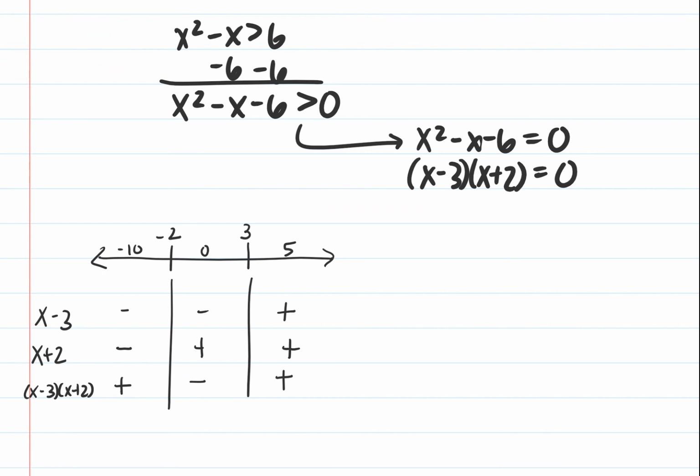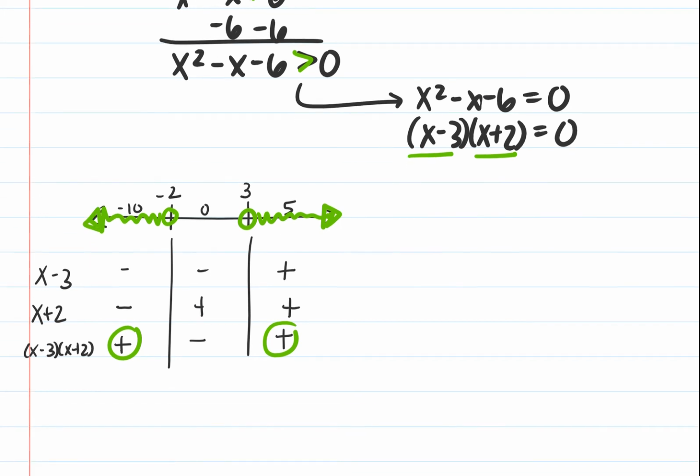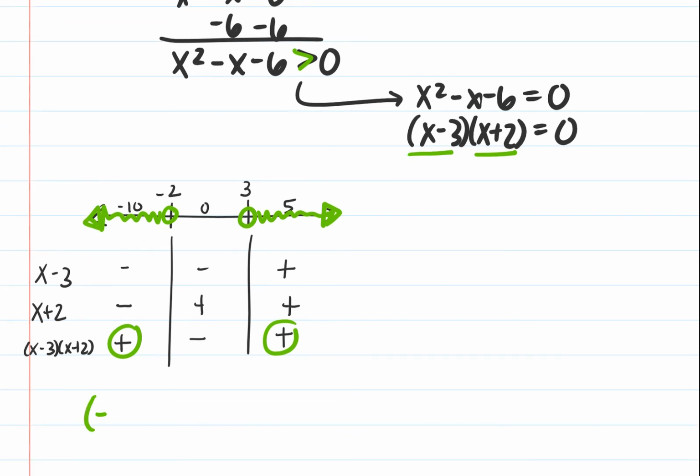And so if we're wanting the values where x squared minus x minus 6 is greater than 0, we don't want to be exactly equal to 0. We want places where my product, x minus 3 times x plus 2, is positive. And so, indeed, we come up with the exact same answer. The product will be positive where x is less than -2 or greater than positive 3.